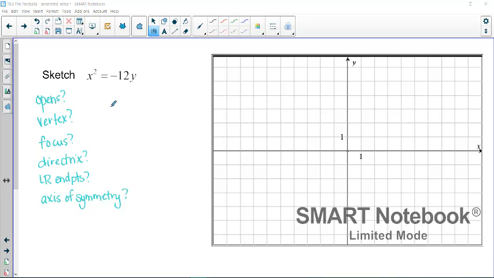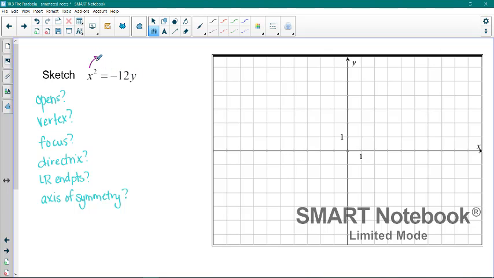Here we have a parabola with the equation x squared equals negative 12y. When I see my x being squared, that lets me know that this opens either up or down. Again, I think about if the x has a squared on it, that means it's possible it could hit the x-axis twice. Not that it will, but it's possible, and the only way that would happen would be with up or down. So then I look at my coefficient of my linear variable.